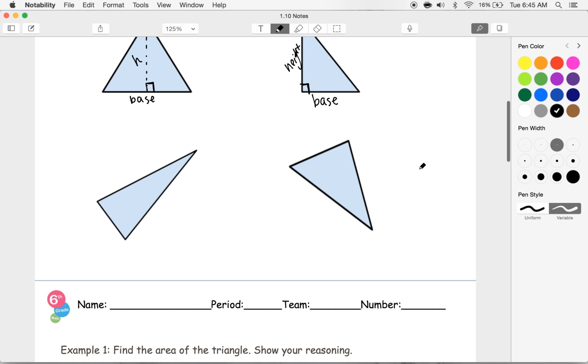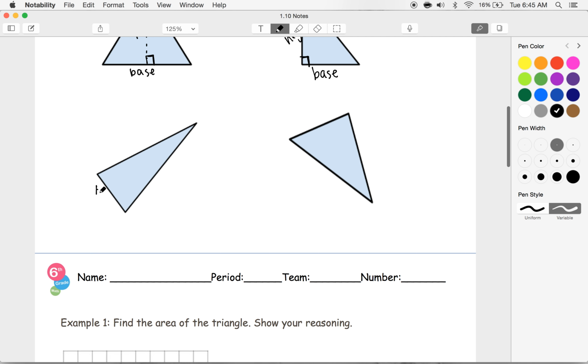Okay, so for this one, I'm going to call this my base. Here's my 90 degree, and this is my height. For this one, I'm going to call this part my base. Here comes in my 90 degree, and there's my height. So again, you have to make things that are 90 degrees in order for this to work.